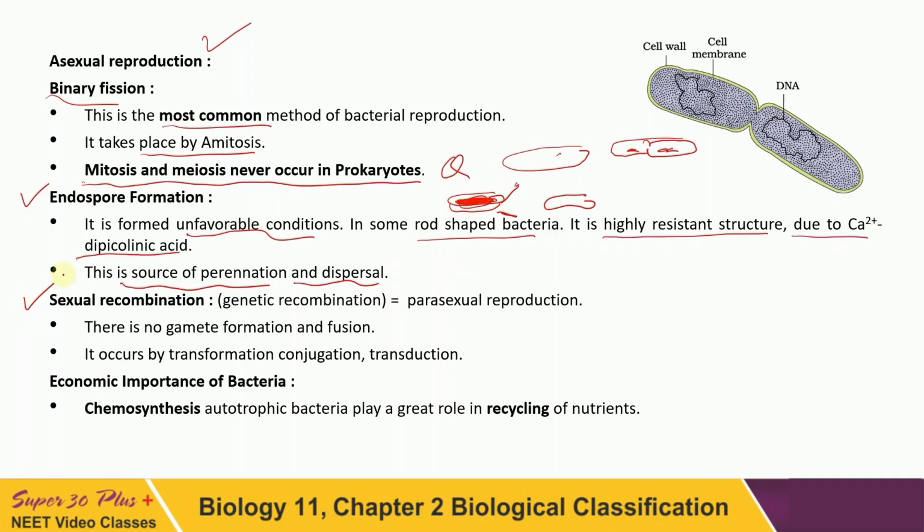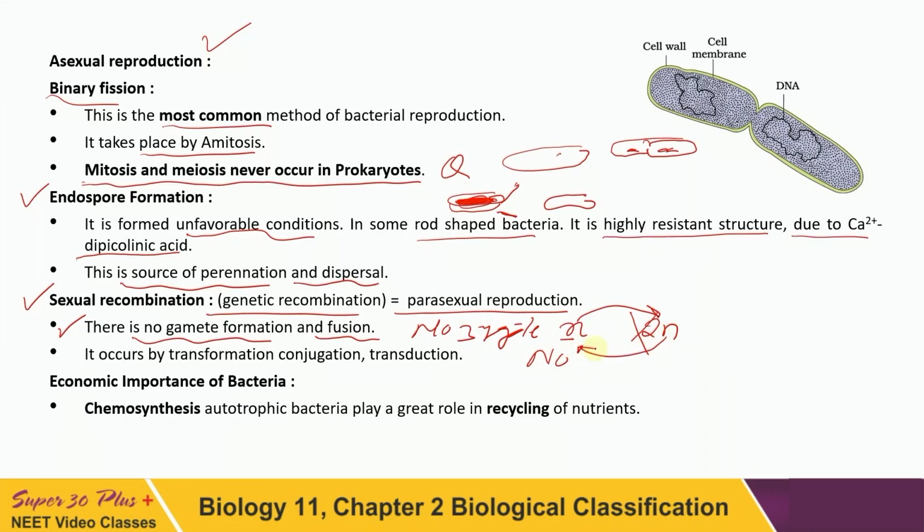Come to the next now, sexual reproduction. We used to call it genetic recombination. A primitive type of sexual reproduction is there, also known as parasexual reproduction. There is no gamete formation, as I told you earlier. There is no fusion, that is, no zygote. When the zygote is not formed, this is only haploid. The 2n situation is never achieved, and there is no alternation of generation. Alternation of generation means from n we get 2n, which develops into n, but we do not have that, so there is no alternation of generation.